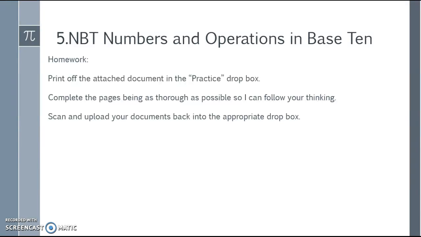Homework. Print off the attached document and the Dropbox. Complete the pages being as thorough as possible so I can follow your thinking. Scan and upload your documents back into the appropriate Dropbox.